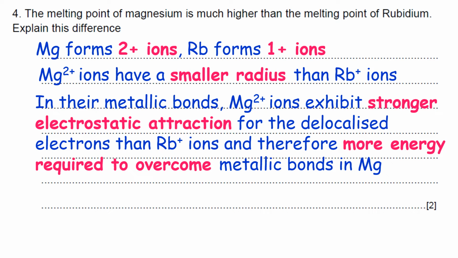So there's different ways in which you could say this. I'm saying it in a slightly more expanded way. In their metallic bonds, Mg2+ ions exhibit stronger electrostatic attraction for the delocalized electrons than rubidium ions do, and therefore more energy is required to overcome the metallic bonds in magnesium.